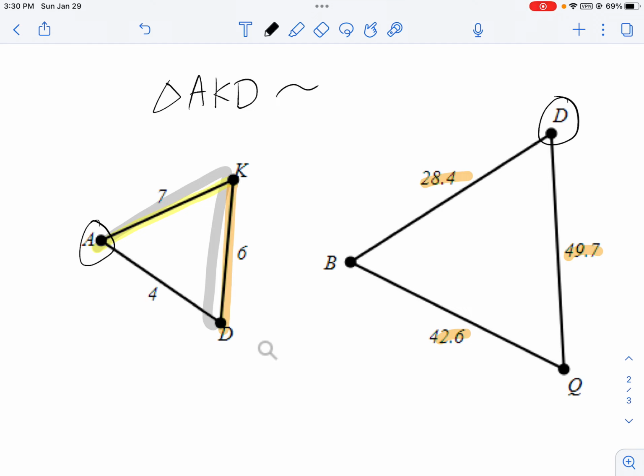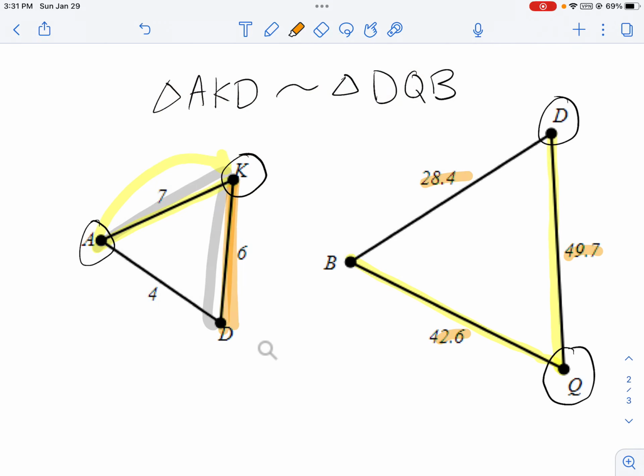So triangle AKD is similar to triangle D, and then from there, run it over. We started at A, we went to K, traveling along the largest side. So the largest side would then go to Q, where Q is the vertex between the largest and the medium side. So D, Q, and then we go to the other vertex, the only one left, which is going to be B, which travels along the medium side, doing the exact same thing as on our original triangle. And this is an equivalent similarity statement.